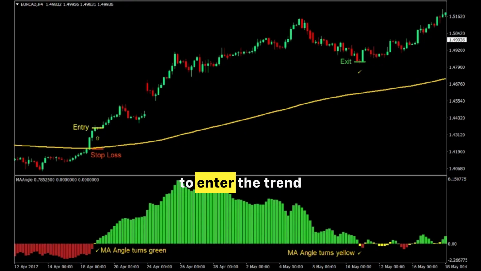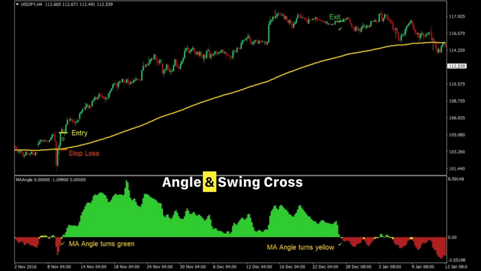Struggling to know when to enter the trend and when to stay out? What if a few smart moving averages could give crystal clear entries every time? This is the MA Angle and Swing Cross Forex strategy. Simple, precise, and perfect for trending markets. You use 3 moving averages: fast MA, short period; slow MA, medium period; trend MA, long period.